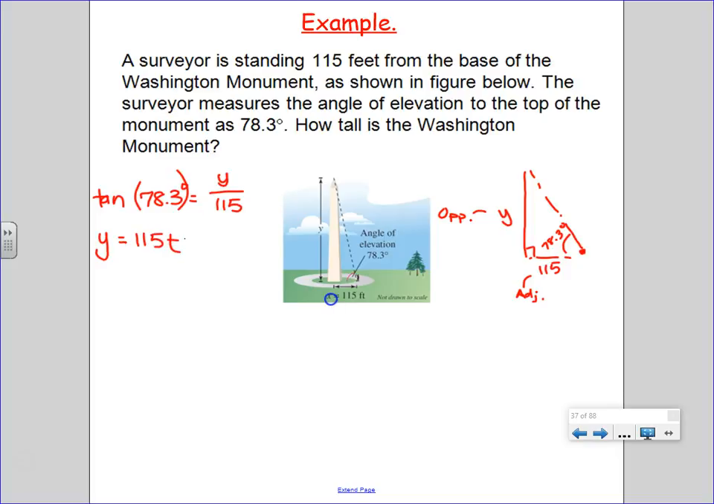Multiply 115 to the other side. Don't need to do degrees, minutes, seconds. It's a nice decimal. We just have to plug in. Negative. Uh-oh. Oh, what? 555.314. How'd you get that? I don't know, probably that wrong. I think that's right, but make sure you're in degree mode.